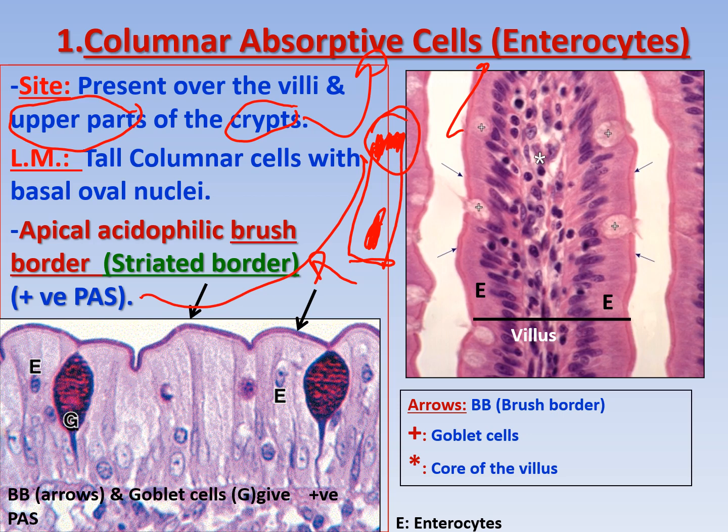Okay, here, if we are looking at a villus, this is the corium of the villus. It is covered by simple columnar epithelium. The most common one is the columnar absorptive cell. It appears acidophilic. Can you see here the apical part of this enterocyte? It appears as deep acidophilic. It is a brush border. Why is it a brush border? We must know the electron microscopic photo of the enterocyte or columnar absorptive cell.